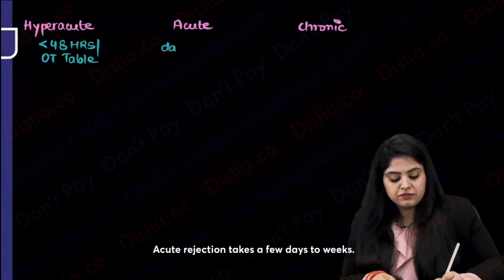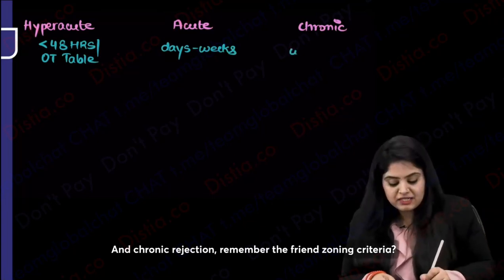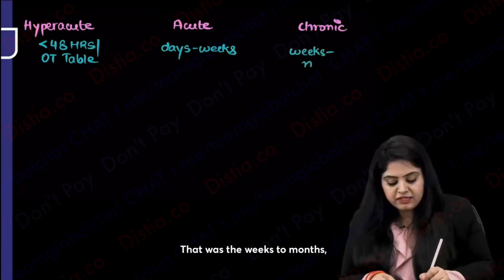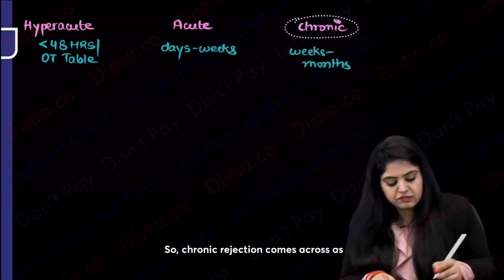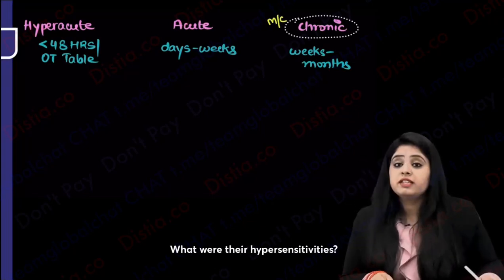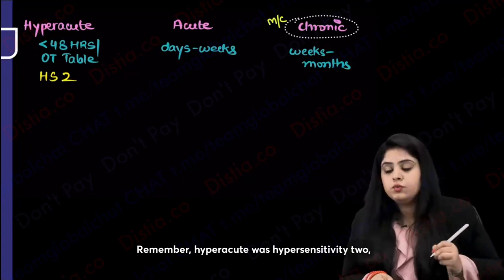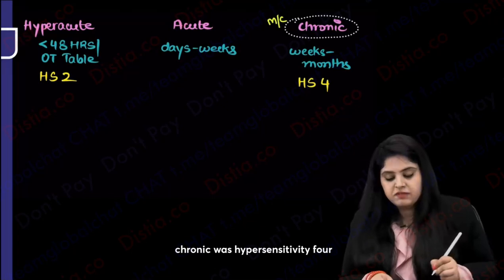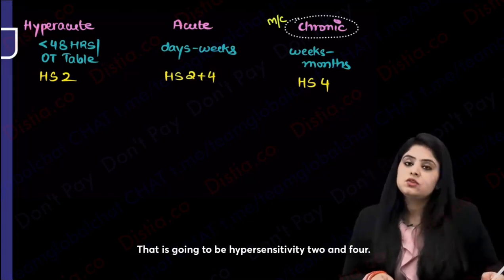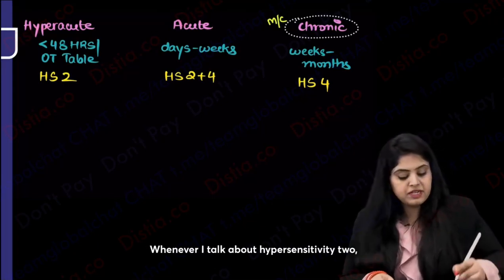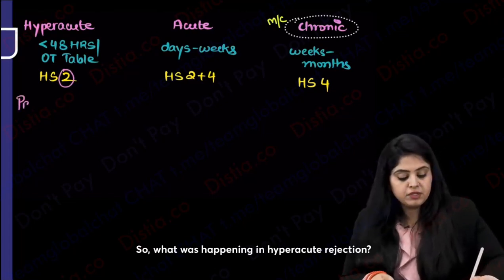Acute rejection takes a few days to weeks. And chronic rejection, remember the friend zoning criteria? That was the weeks to months, and unfortunately friend zoning is the most common. So chronic rejection comes across as the most common rejection. What were the hypersensitivities? Remember, hyperacute was hypersensitivity 2. Chronic was hypersensitivity 4, and jo center wala hai, that is both. That is going to be hypersensitivity 2 and 4. Whenever I talk about hypersensitivity 2, I have antibodies. So what was happening in hyperacute rejection?